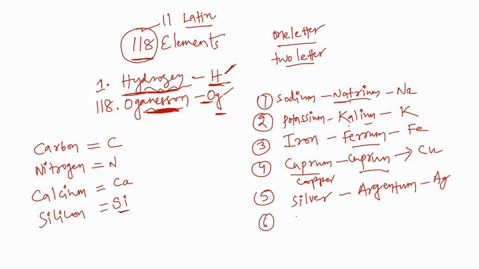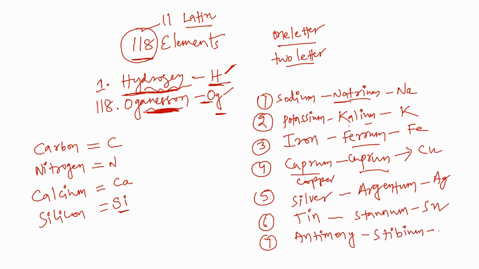And as well as tin. Tin's Latin name is stannum. You can write the symbol Sn. And the seventh one you can write antimony. Antimony's Latin name is stibium. So you can write the symbol Sb. And the next, the eighth one I can write here, that is aurum, nothing but gold. Gold's Latin name is aurum. So from the Latin name you can take the symbol, that is Au.